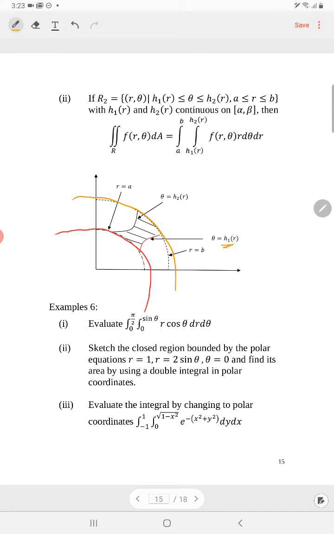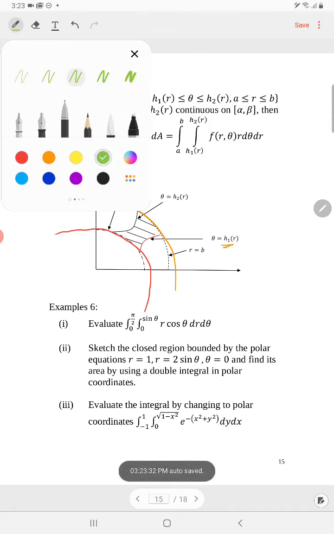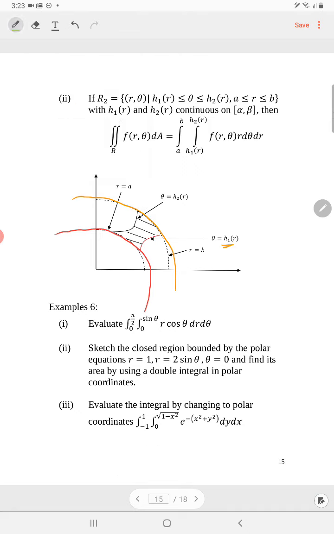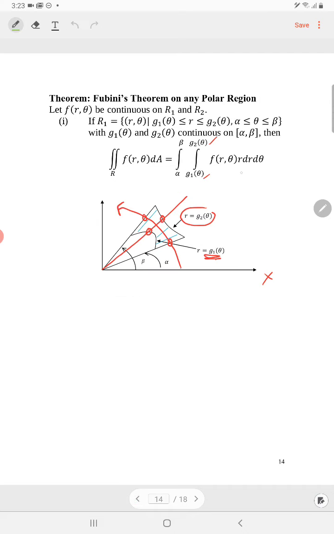Here I'm going to show you how to get the upper and lower limits for theta again. Starting from the positive x-axis, go in the anti-clockwise direction across your region. The one it crosses first would be the lower limit for theta. The one it crosses last would be the upper limit for theta. But usually in polar coordinates, the order would be r first and then theta.